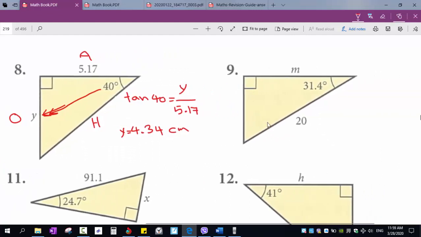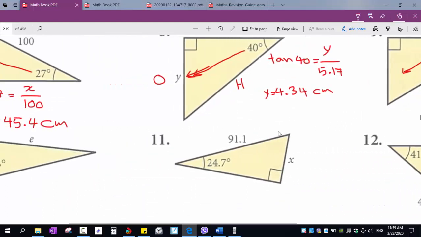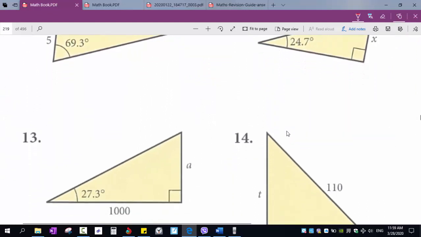Question 9. Guess what could be used? The opposite is not given. It means sine cannot be used. We have hypotenuse and adjacent. It means we can use cosine. Do it yourself. These questions, now the same idea is repeating over and over.